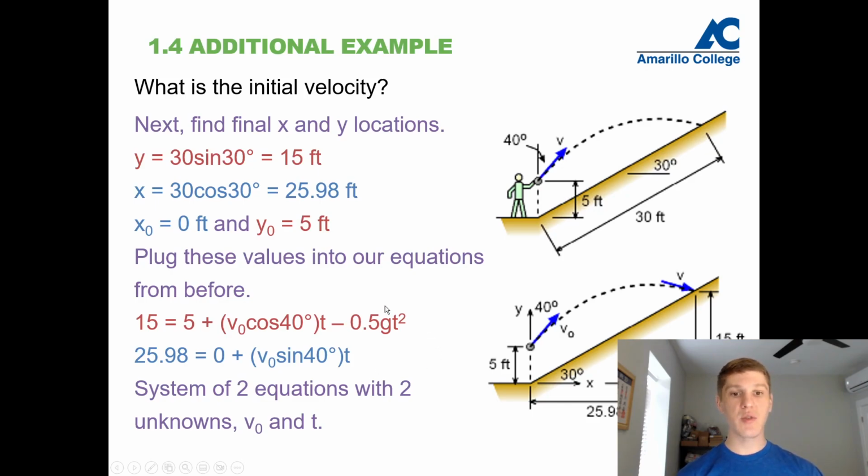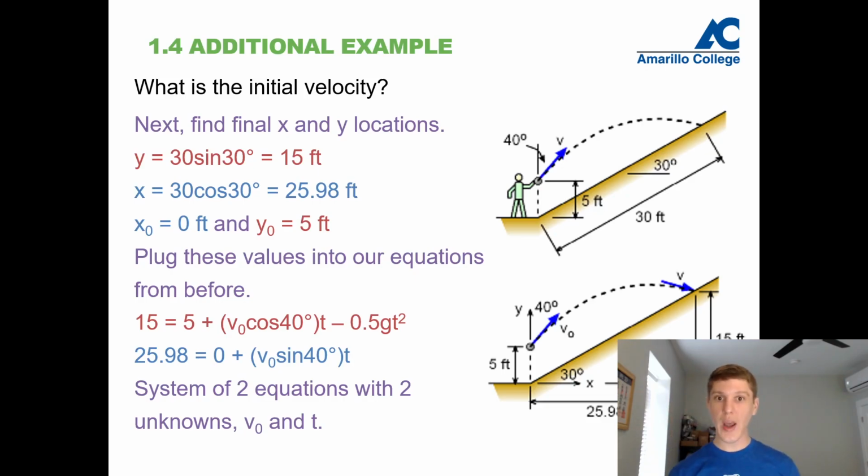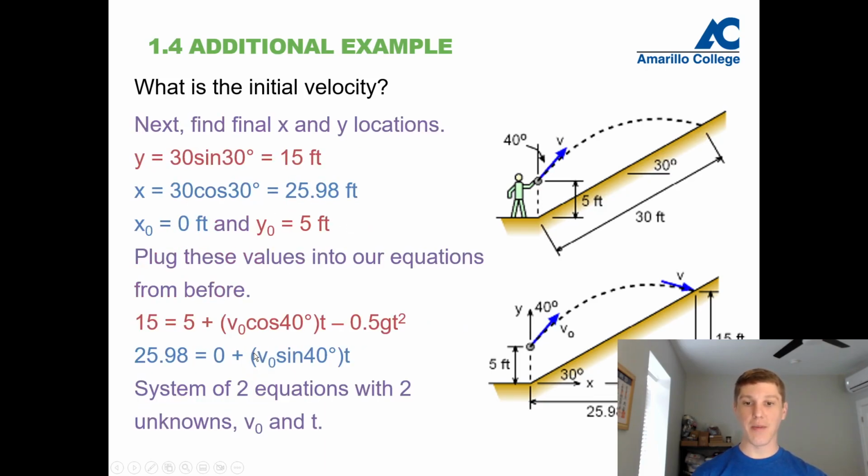So now what we have is we've taken those position equations, our vertical position and our horizontal position, and we have two equations with two unknowns. We don't know what t is, and we don't know what v naught is. So now we have to solve this system of equations. Because I have a quadratic equation with t in the vertical one, I'm going to solve my horizontal equation first. I solve my horizontal x equation for v naught, and I find that v naught is equal to 25.98 divided by t sine 40. I can now plug that v naught into my position equation in the vertical direction.